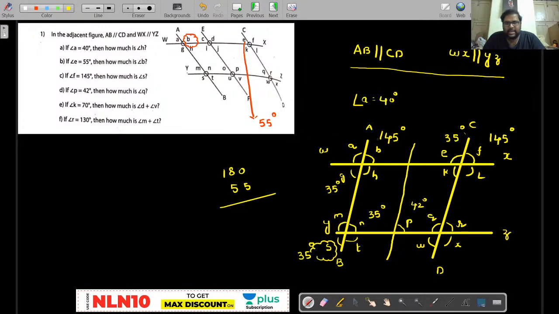Now, is there any relationship between the line EF and AB or CD? No, they do not have any relationship. You cannot say that EF is parallel to CD. You cannot say that EF is parallel to AB because it is not given in the question. There is no data regarding this line segment EF. Observe the question carefully, right? There is no relationship between the line segment EF with AB and CD.